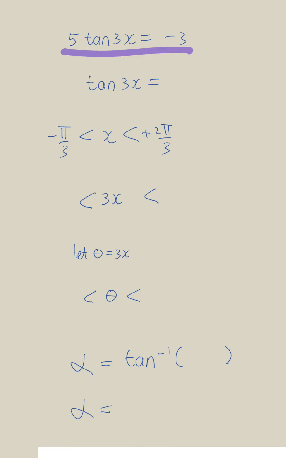We are going to do a very simple trigonometry question like this. Given 5 tangent 3x equals negative 3. You are asked to find the value of x. The range of values of x is between negative pi over 3 and positive 2 pi over 3. That's the question.